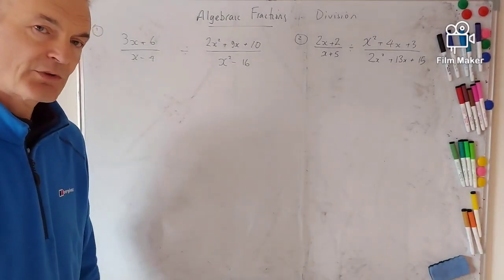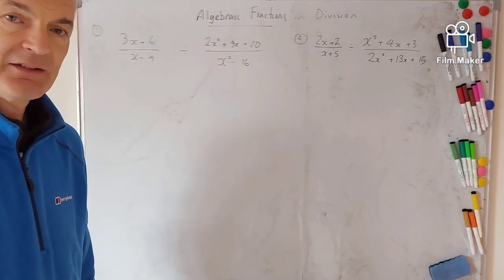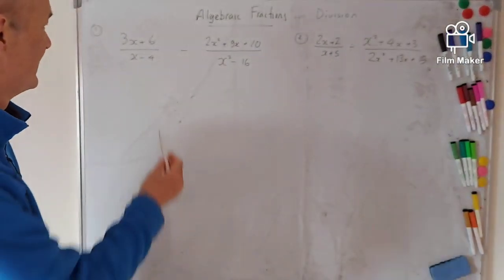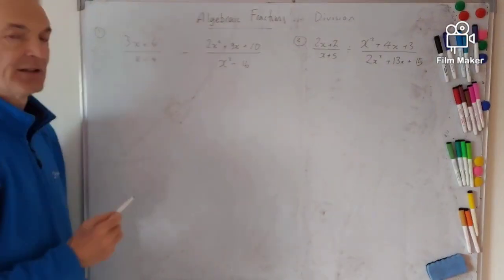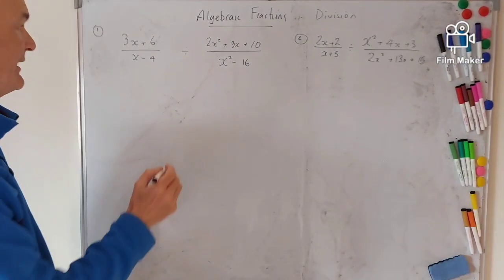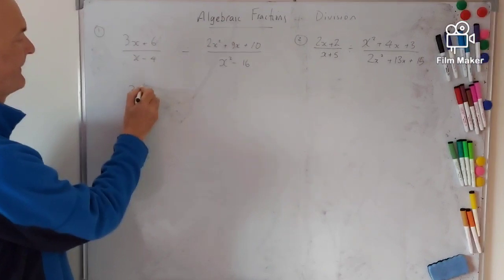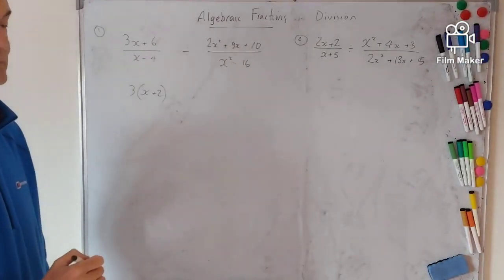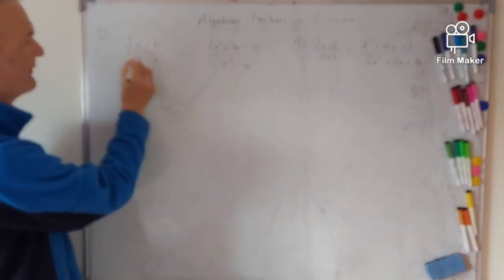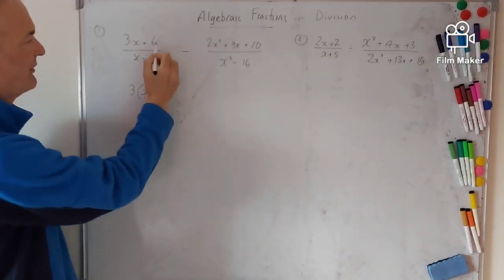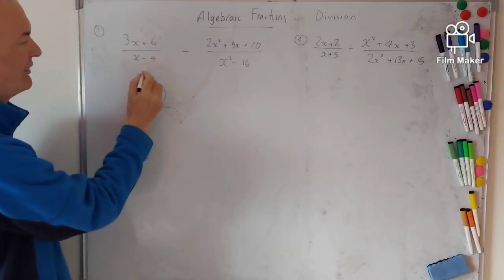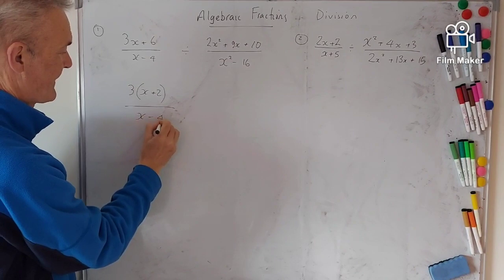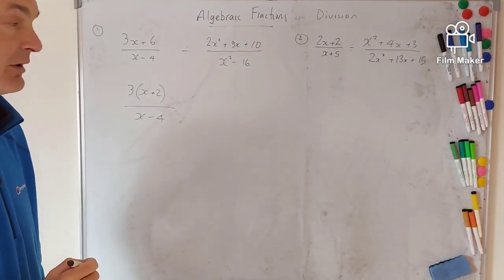So what I would recommend to start with is to try and factorize as much of this as possible. So I'm looking at the top one here and I can see there's a common factor of 3. So I'm going to pull that out. That's going to give us 3(x + 2). So 3 times x will give us 3x, 3 times 2 gives us 6. Underneath, x - 4, there's nothing we can do with that, so just put that in as it was.